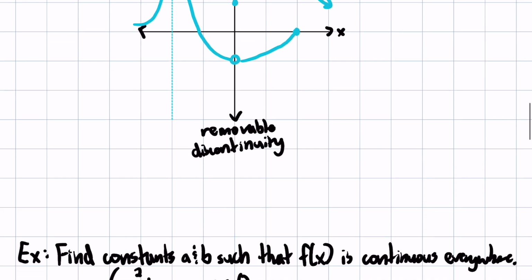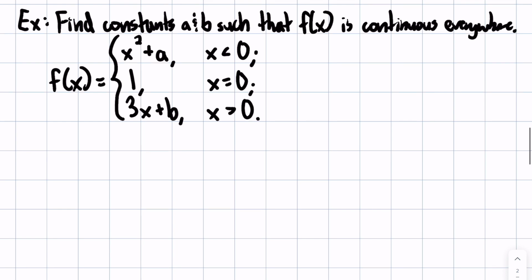All right. So here's an example of how we can apply continuity. We're given a piecewise function that involves two different constants, and we want to find the values of the constants such that f of x is continuous everywhere. So there's one possible place here where this could be not continuous, right? Our first branch, we have a polynomial, that's always continuous. Our second branch, we have a constant function, that's always continuous. Our third branch, we have a polynomial, always continuous.